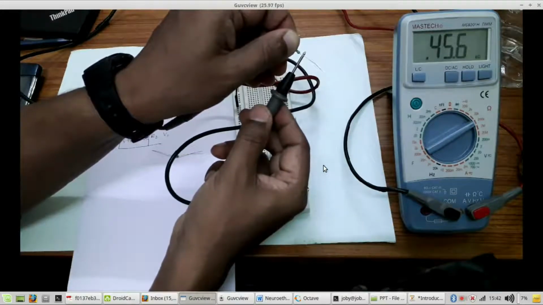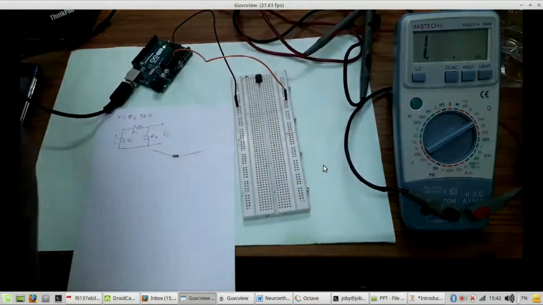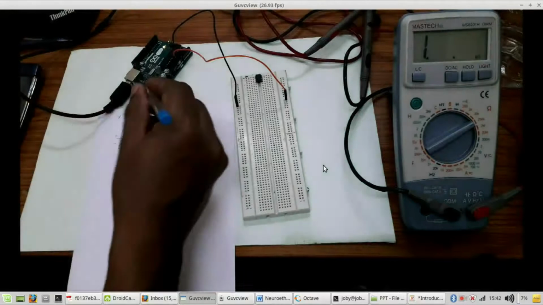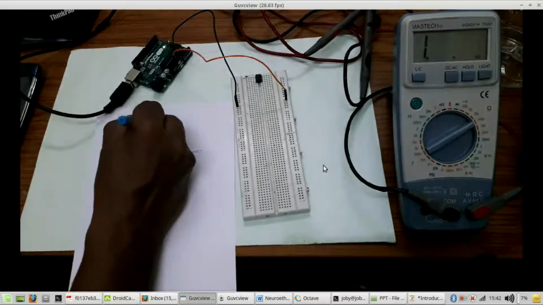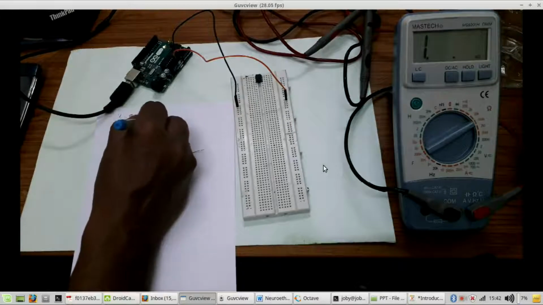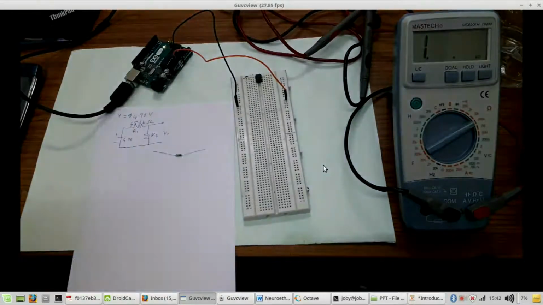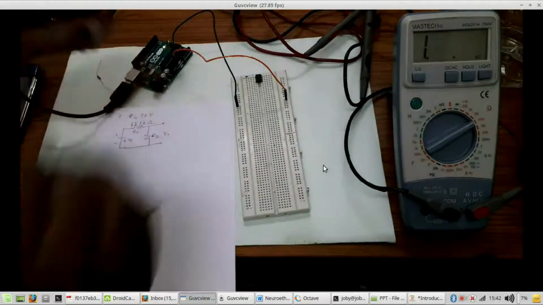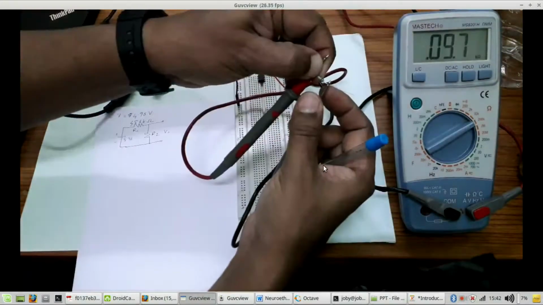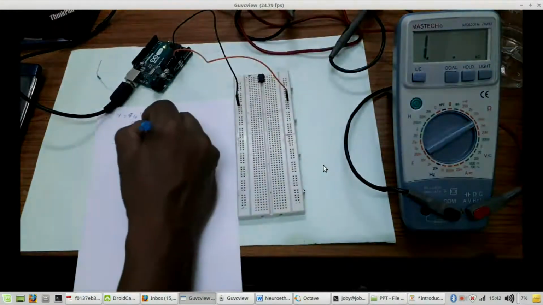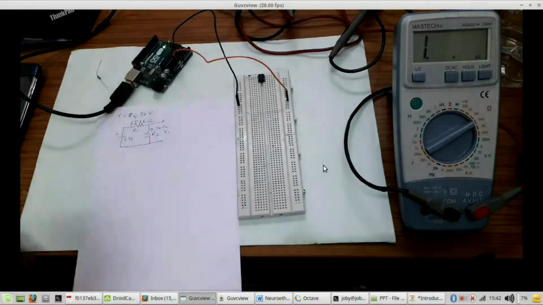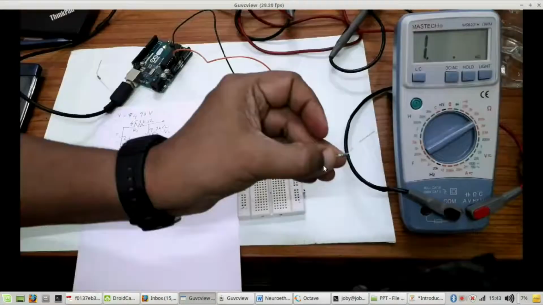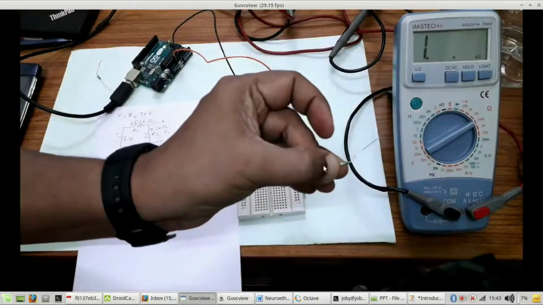So we have got a resistance of 45.6 kilo ohm. Let me write it down: R1 equal to 45.6 kilo ohm. Now this one is supposed to be 10K and I am getting 9.7 kilo ohm. It's a 5% tolerance resistance, because you can see a gold ring on this side.